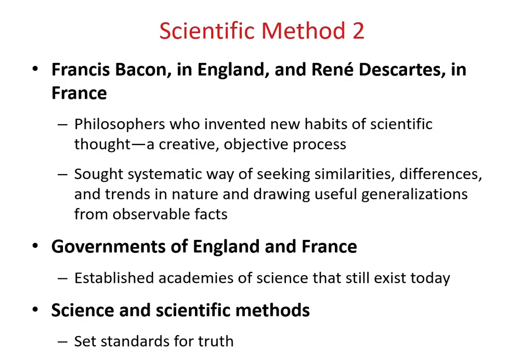In the late 1500s and early 1600s, there were two philosophers. Bacon lived in England and Descartes lived in France. And they reframed science as a creative and objective process. Sometimes they worked together, sometimes they worked in competition, but overall they outlined a new procedure for systematically thinking about science, starting with observable facts and then finding similarities, differences, and trends in those observations. And this was the very beginning of what we now call the scientific method.